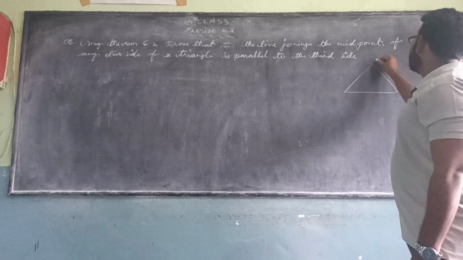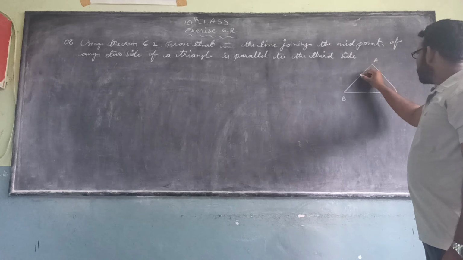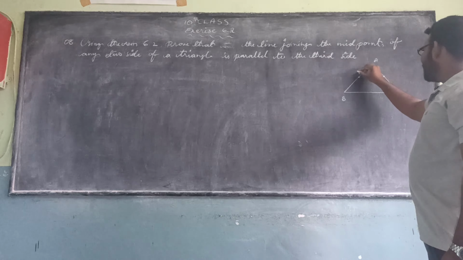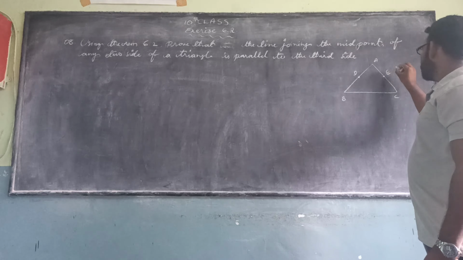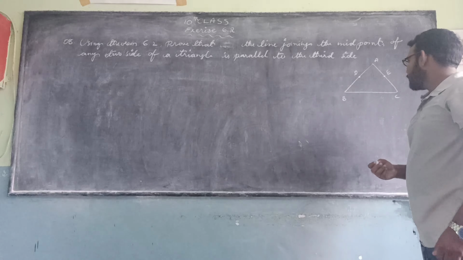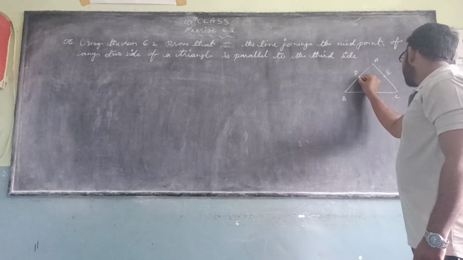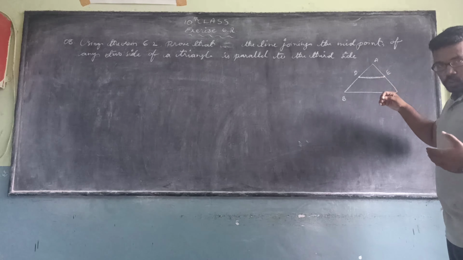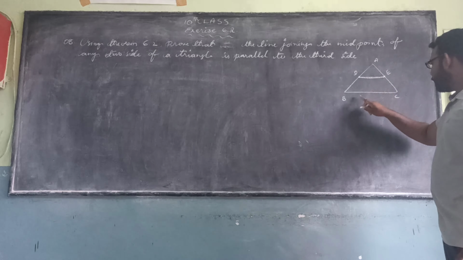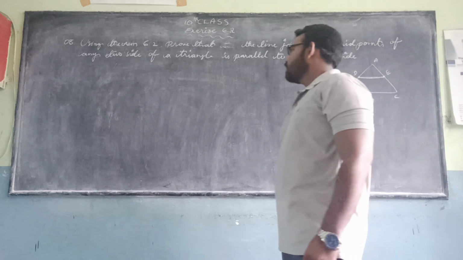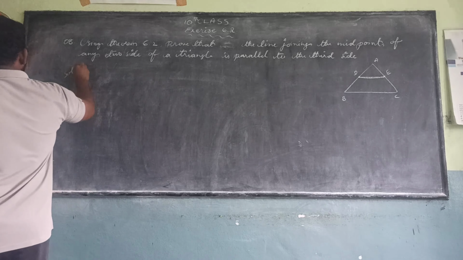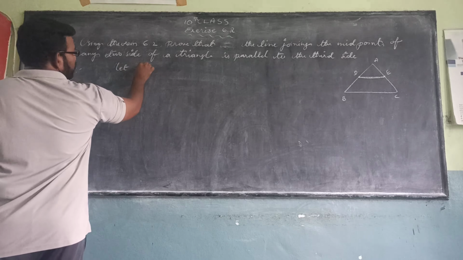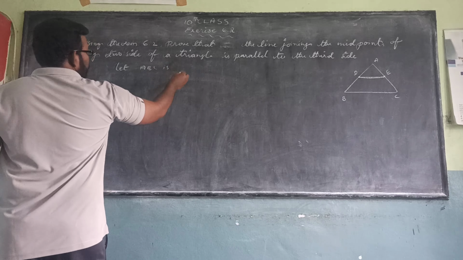So here, let ABC be a triangle. D, E are the midpoints of AB and AC respectively. If we draw a line segment from D to E, we have to prove that DE must be parallel to BC.